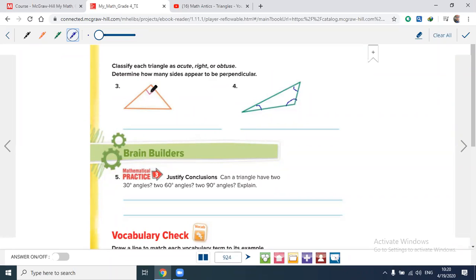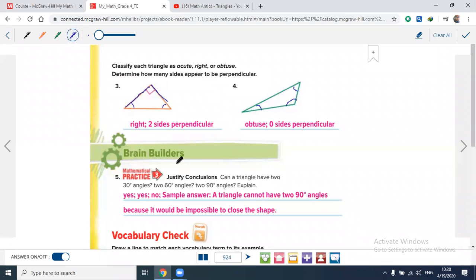Here I have one right angle and the other are acute, as we learned, at least 2 acute, and the third one right. So I have here a right triangle and the 2 sides are perpendicular. For any right triangle has two. So the answer would be this one. Right, two sides perpendicular. Obtuse, 0 sides are perpendicular. Okay?